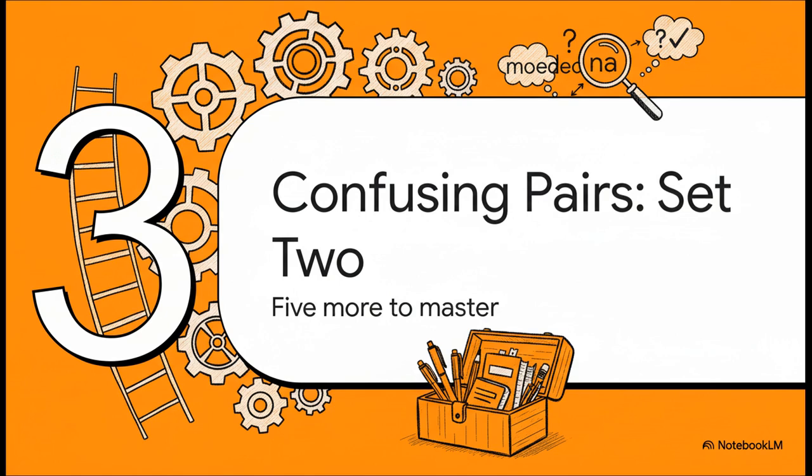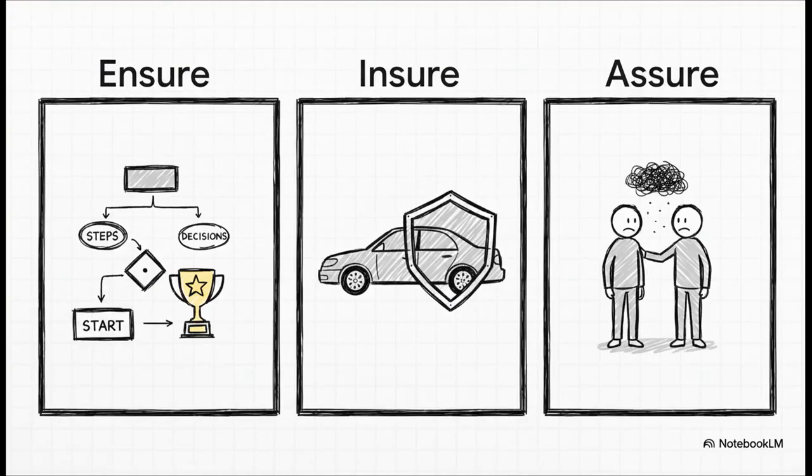Now, let's move on to our second set and add 5 more tools to your vocabulary toolkit. Let's keep going. Okay, remember how we started with insure and ensure? Well, let's bring in their third cousin, assure. This one is all about people. You assure someone to make them feel confident or remove their doubts. I assure you everything will be okay.